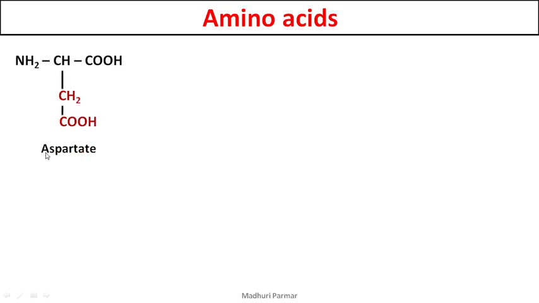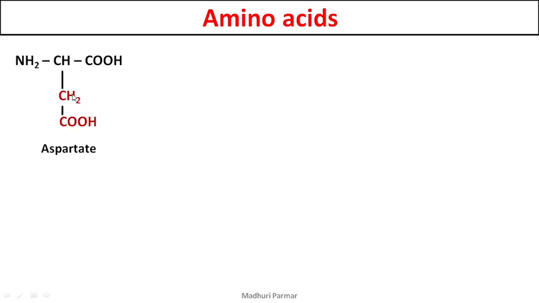Then you have aspartate or aspartic acid. Aspartate, normally you call it when the COOH is in COO minus form. When it is in deprotonated form, or when the H plus has been removed, then you call it aspartate. If that COOH is just present like this, you call it aspartic acid. Clear? It is one and the same molecule.